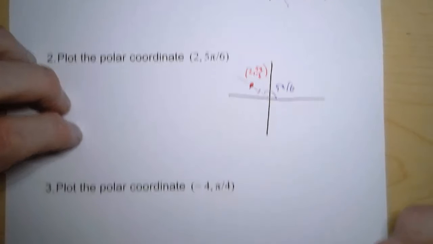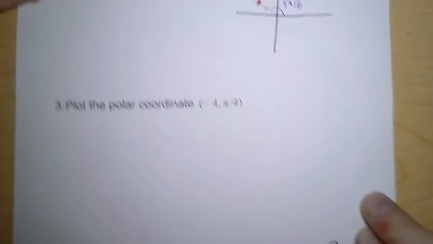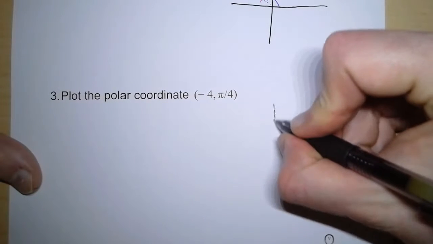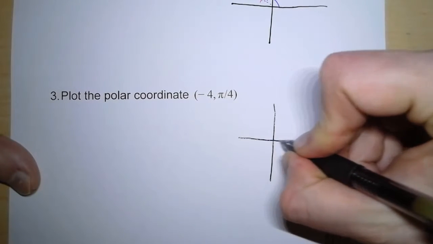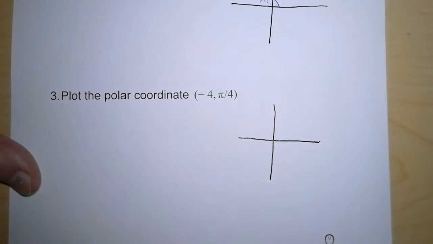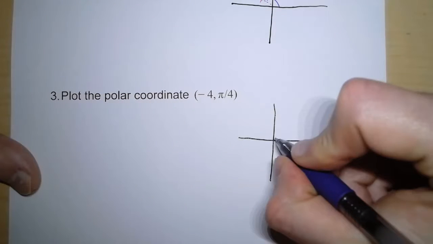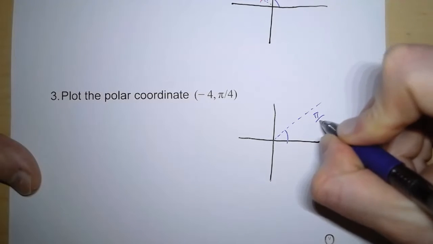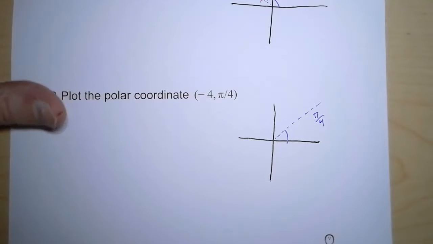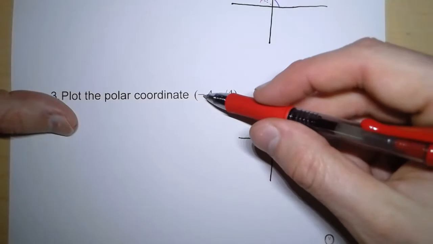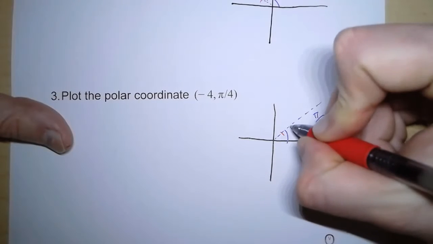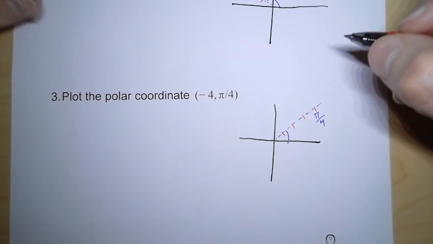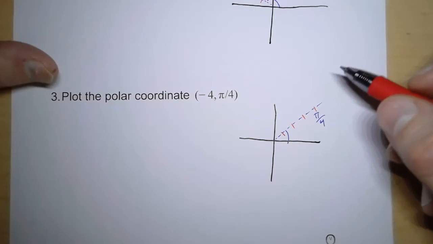Now the third one, this is where people most often get confused. So our distance is a negative. Now how can distance be negative? Well, don't think negative, think opposite. That tends to help a little bit. So here's pi over 4. Now, what if the distance were positive 4? Well, we would say 1, 2, 3, 4, and we plot our point right here. But it's negative. That is opposite. We're going in the opposite direction.